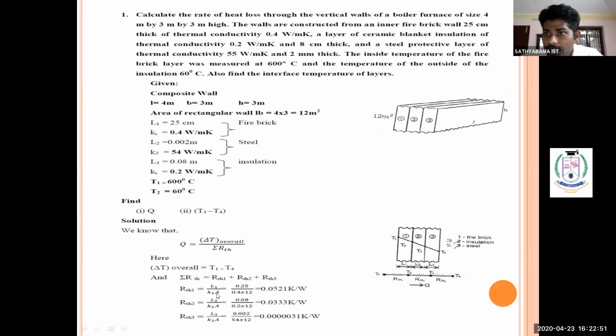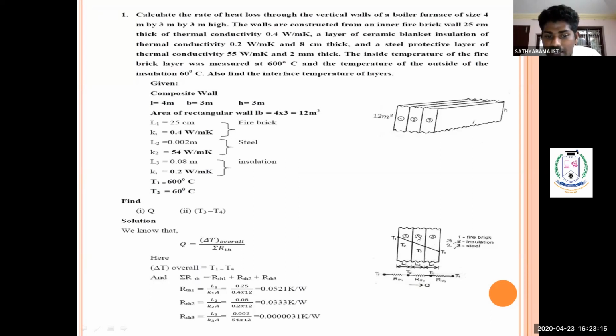So for the first material, to find the thermal resistance, L1 divided by K1 A. L1 is given as 25 centimeter, thermal conductivity value is given, and the area of the rectangular wall we found as 12 meter square. Using all this data, we can find the thermal resistance for the first material is 0.0521 kelvin per watt. And again, going to the second material.